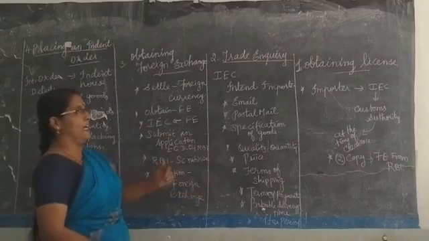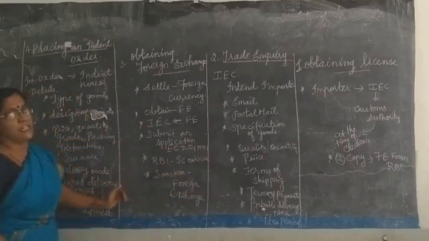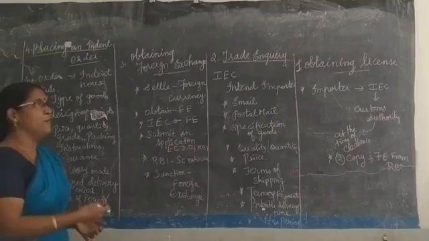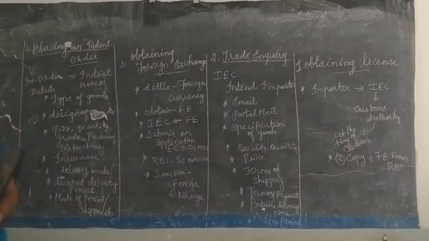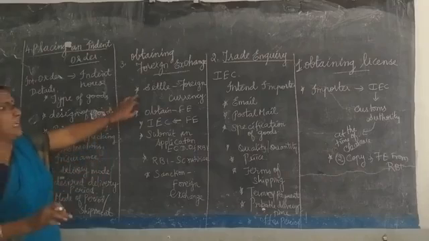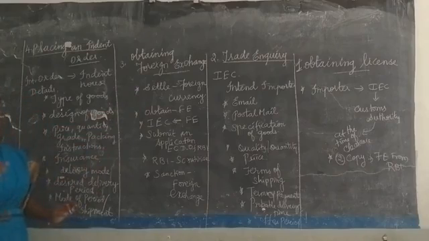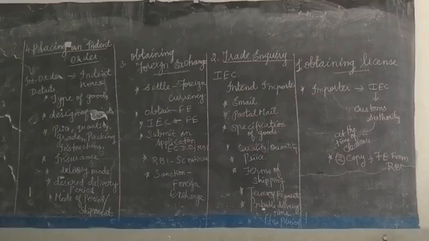After obtaining the trade inquiry, what is next? He must obtain the foreign exchange, isn't it? Because he needs money to settle the amount. Since the importer has to settle the import bill, how to settle the import bill? Through foreign currency. He must settle the import bill through foreign currency. For that, he must obtain the foreign exchange.